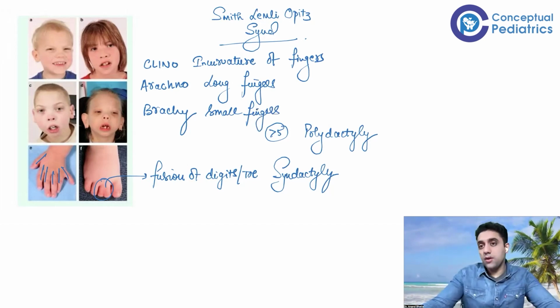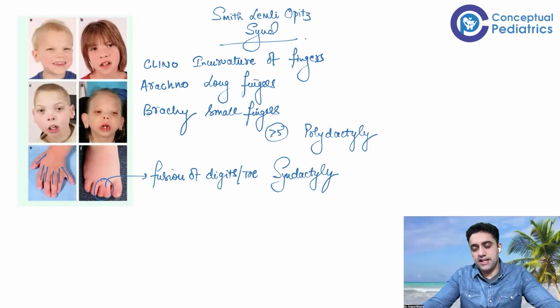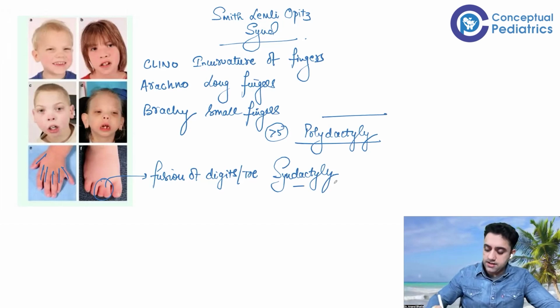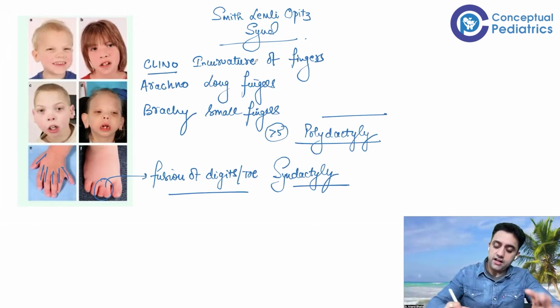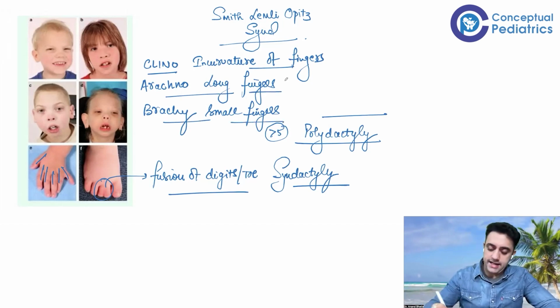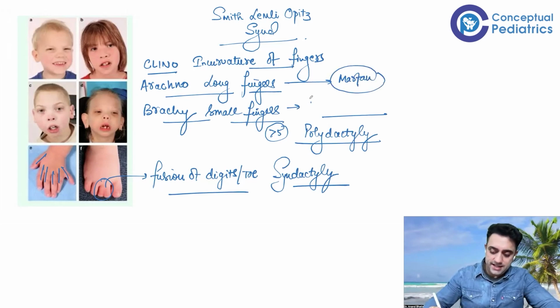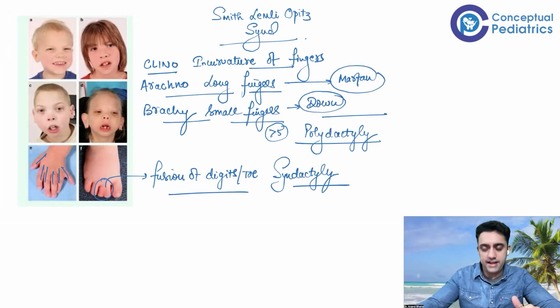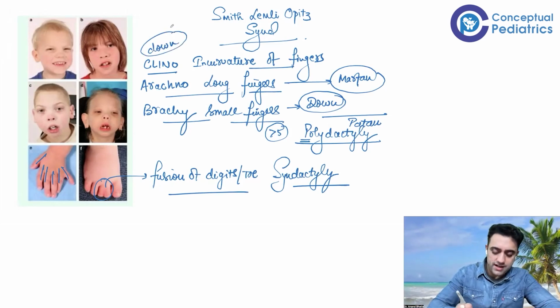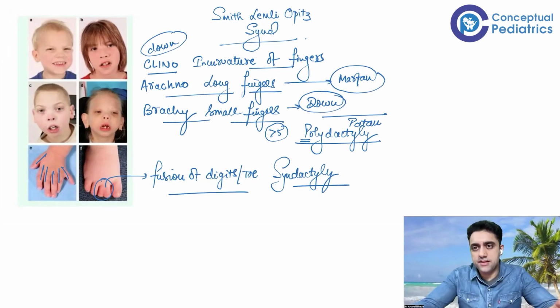So these are the beautiful important points you should know. We have clinodactyly, arachnodactyly, brachydactyly, polydactyly, syndactyly. Polydactyly is more than 5 fingers. Syndactyly is fusion of the fingers. Incurvature of the fingers is clinodactyly, long fingers is arachnodactyly, and small fingers is brachydactyly. Examples of arachnodactyly, of course, we have the Marfan syndrome. Example of brachydactyly, Down syndrome patient can have brachydactyly. P for polydactyly, P for Patau syndrome. Clinodactyly you can see in Down syndrome, Noonan syndrome, and syndactyly also are multiple syndromes basically.